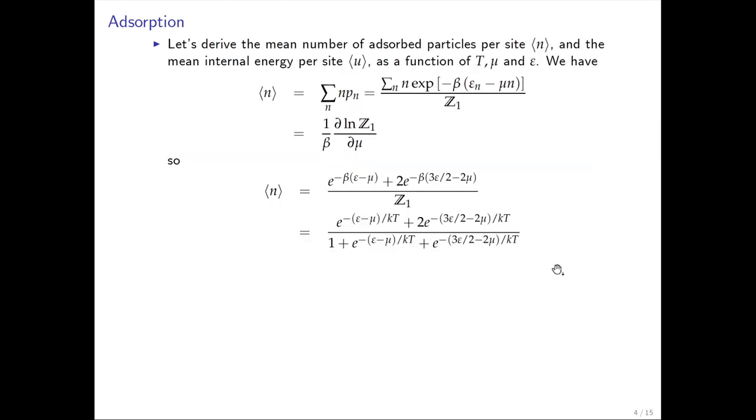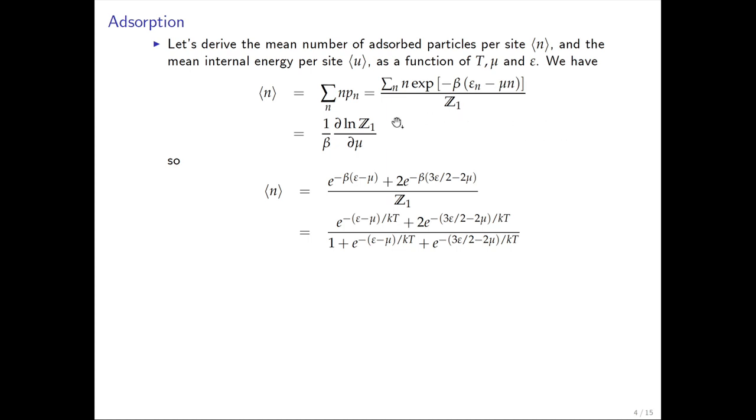Okay? So let's derive the mean number of adsorbed particles per site, ⟨N⟩, and the mean internal energy per site, ⟨u⟩, as a function of the temperature, chemical potential, and epsilon. We can write that the mean N is just the sum over N times the probability of that. And we know what the probability has to be. It's just the exponential factor divided by Z1, that is the partition function.